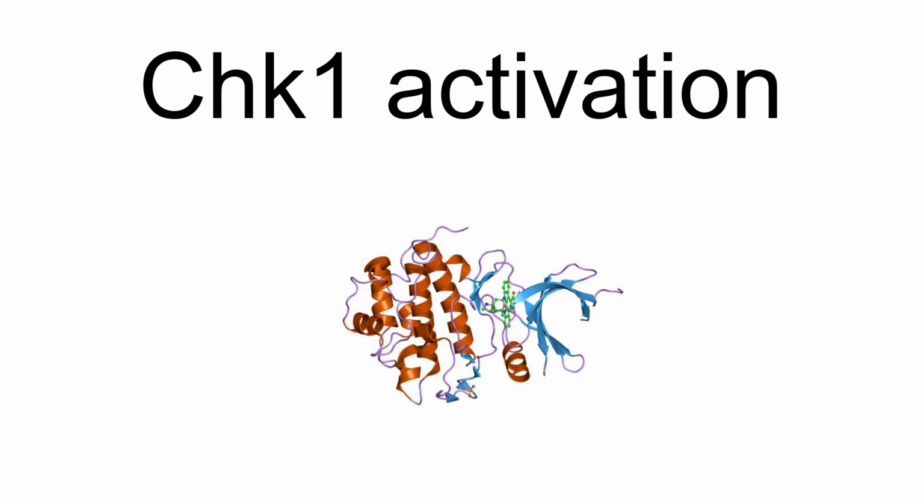CHK1 activation can also be ATR independent through interactions with other protein kinases such as PKB/AKT, MK2, and p90/RSK. Also, CHK1 has been shown to be activated by the SCC1 subunit of the protein cohesin in zygotes.